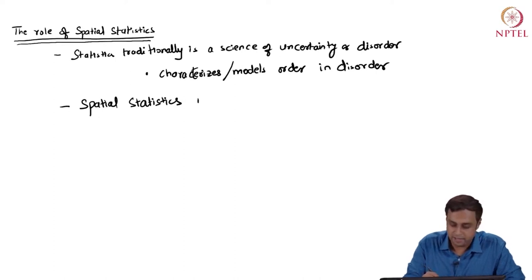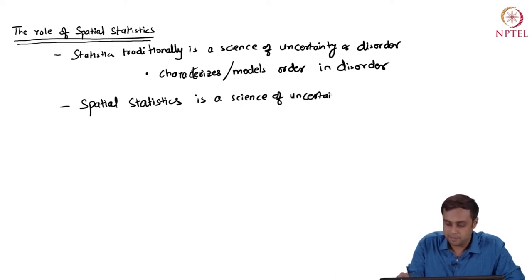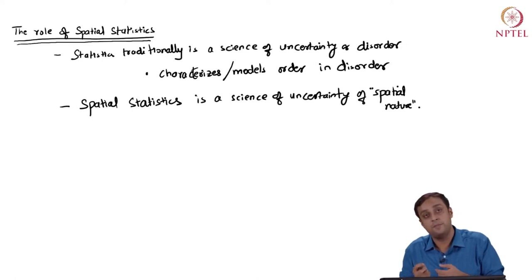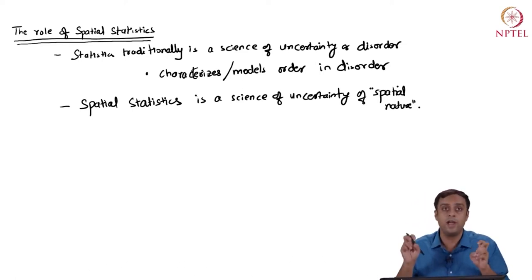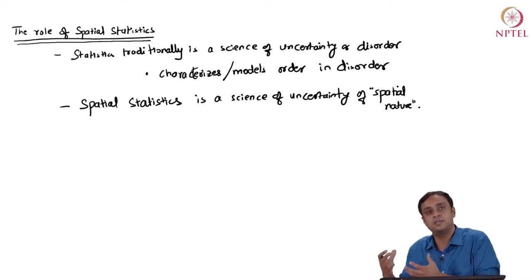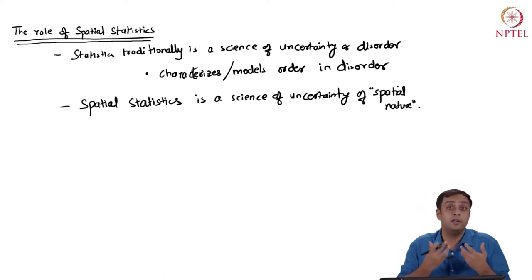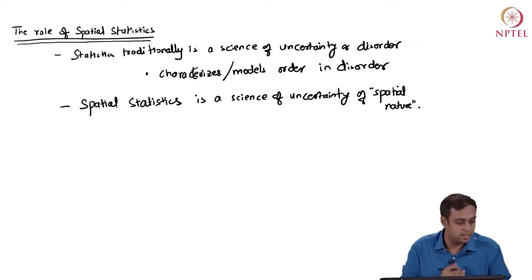Spatial statistics, on the other hand, is a science of uncertainty of spatial nature, okay? As we had said earlier, spatial statistics will add this dimension of location or where to the statistics that we understand on the intensity of events, the count of events, the frequency of events, and so on and so forth. So we are not only going to stop at learning what and how, we are also going to start learning the systemic features of where in space are these uncertain events happening.